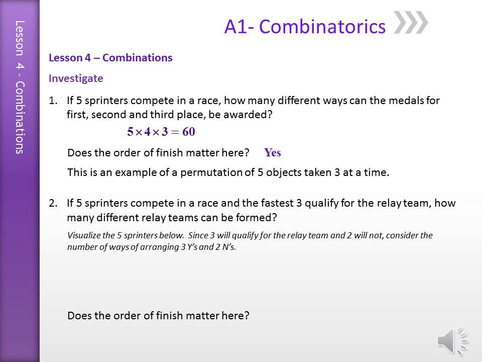Visualize the 5 sprinters below. Since 3 will qualify for the relay team and 2 will not, consider the number of ways to arrange 3 Ys, the 3 that will run the relay, and 2 Ns for those that will not run in the relay. This looks like a permutation with like objects. So we have 5 factorial in the numerator, and 3 factorial for the ones that qualify, and 2 factorial for the 2 that don't qualify in the denominator. Does the order matter here? No, it does not.